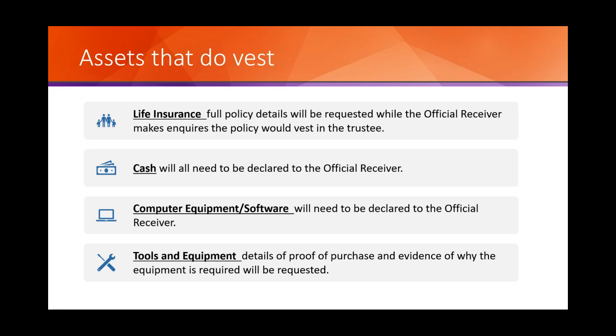Computer or software. If appropriate, this can be open to a third-party offer or exempt depending if it's required for work. If there are files on the computer, the official receiver may need to take the computer or software to recover any books and records. Tools and equipment. If required for work purposes, the official receiver can exempt this or allow the asset to be purchased by a third party. If it is no longer required, as the individual has ceased trading, the official receiver could sell the asset for the benefit of the estate. Next slide, please.